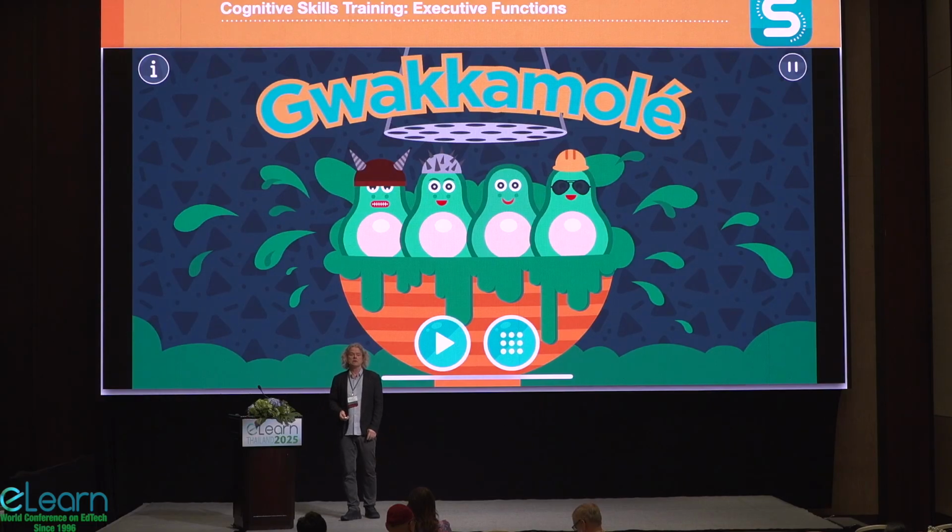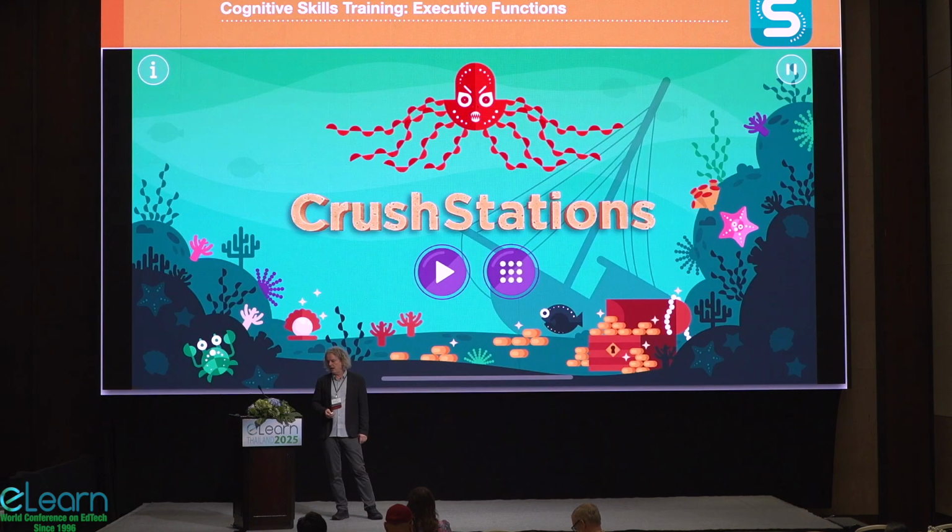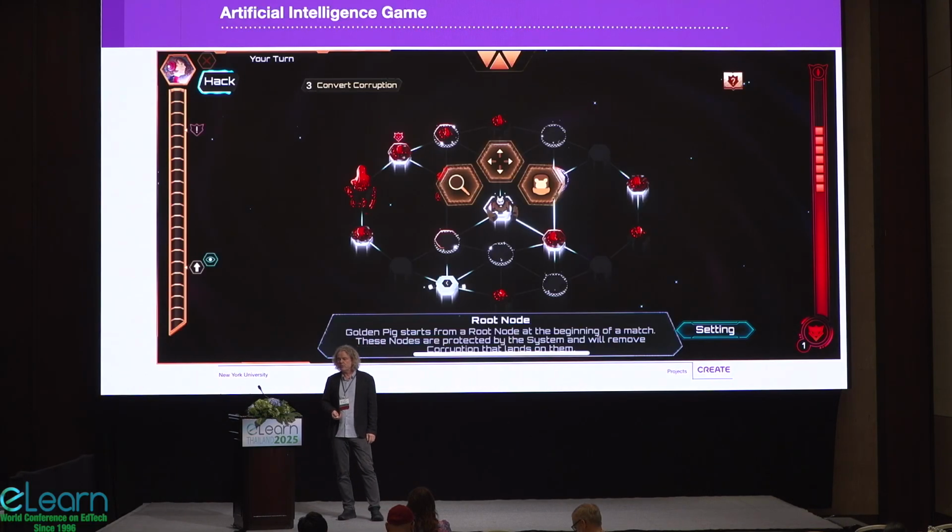We built games for a grant to train executive functions. This is called Guacamole, this is called All You Can Eat Tea, and this is called Crush Stations. If you're interested, they're all available in the App Store and Google Play for free. And they're actually research-supported ways of training inhibitory control, shifting, and working memory. We also built games to teach about AI. This is a game that was designed with the primarily Chinese market in mind, called Zodiac.